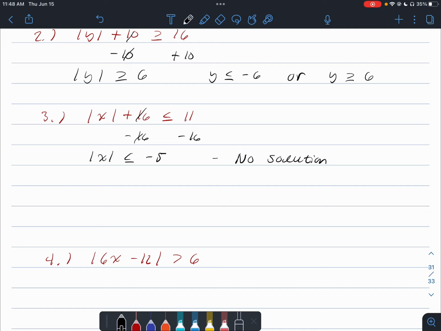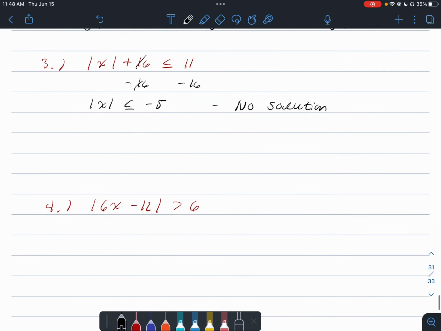Okay, so really what this is saying is all values of x whose distance from 0 is less than or equal to -5. That statement doesn't even really make sense, so we have to say no solution here for this one.